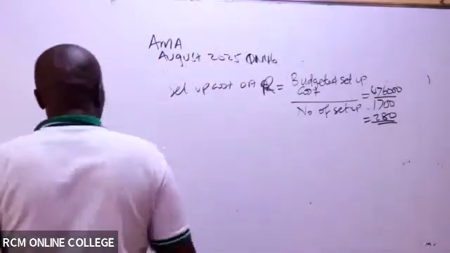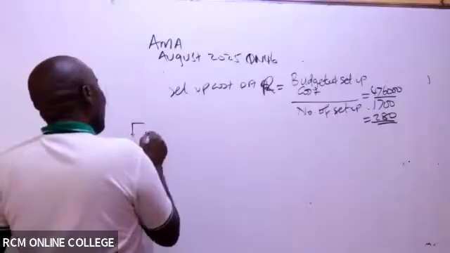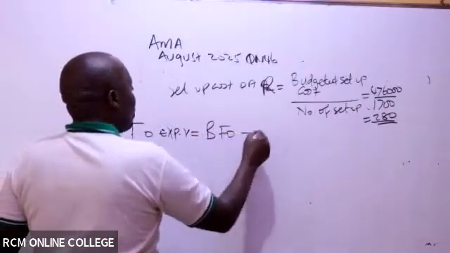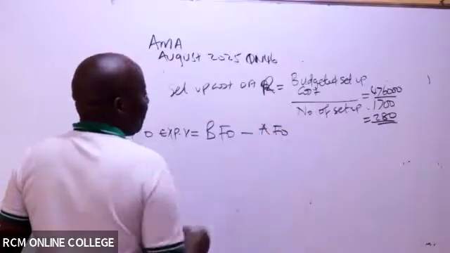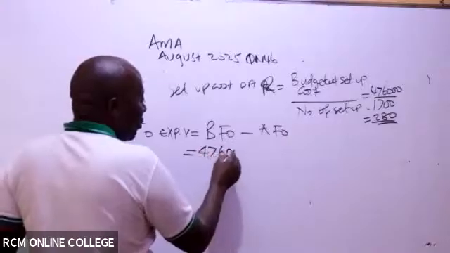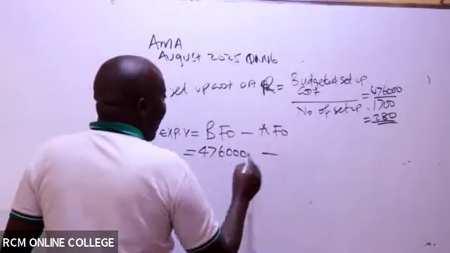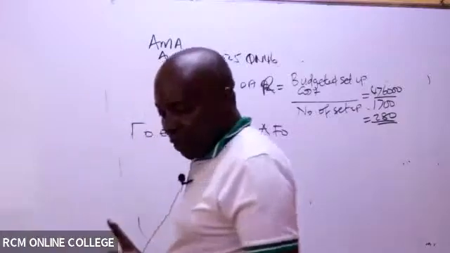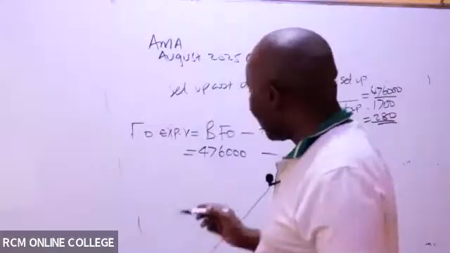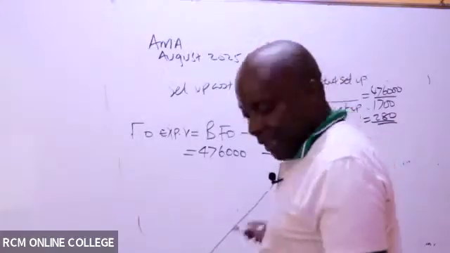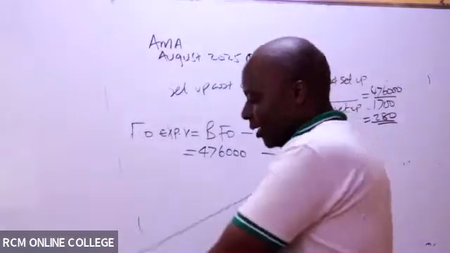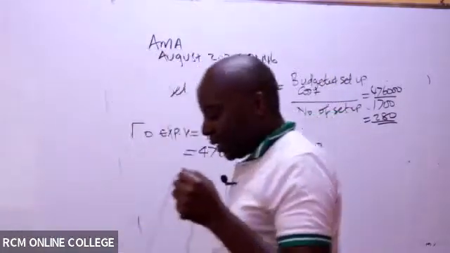So, you see, we know that our fixed overhead expenditure variance equals budgeted fixed overheads minus actual fixed overheads. The budgeted fixed overheads are 476,000 minus the actual fixed overheads this examiner has given me. The actual fixed overheads, he has given me 550,000. And now this is my trick, ladies and gentlemen.